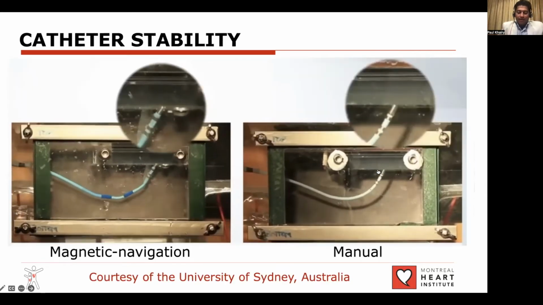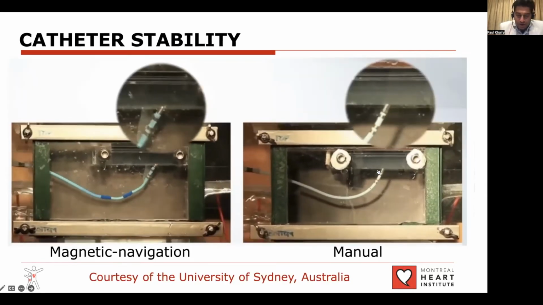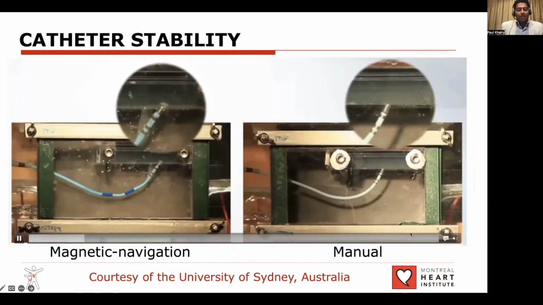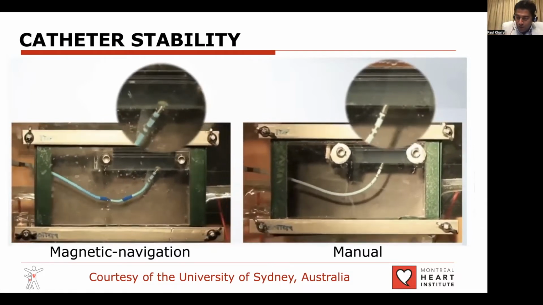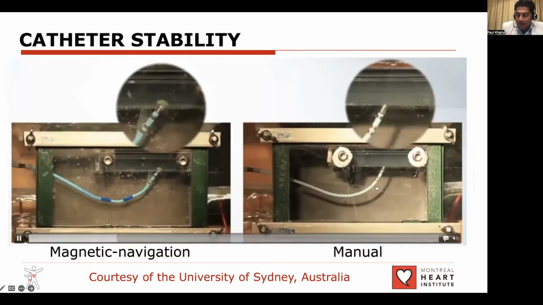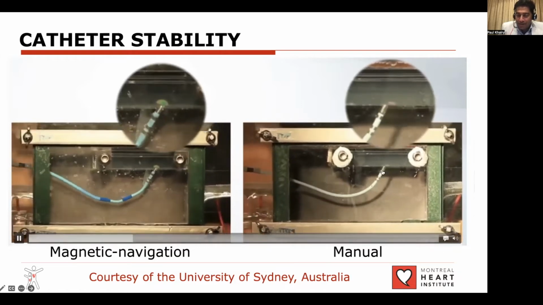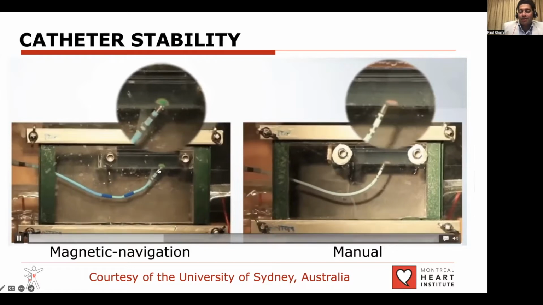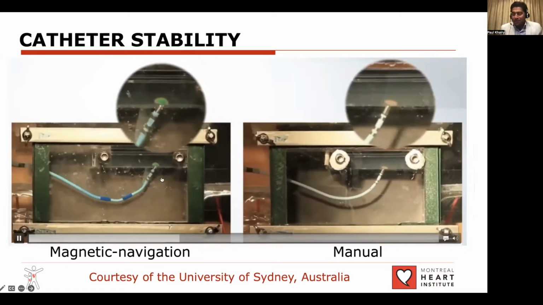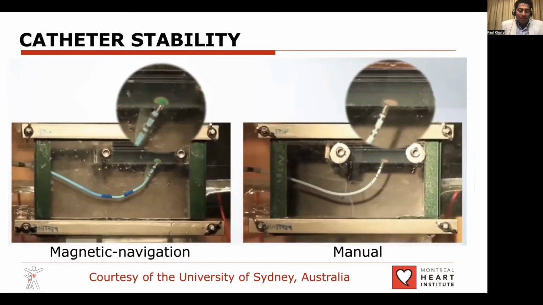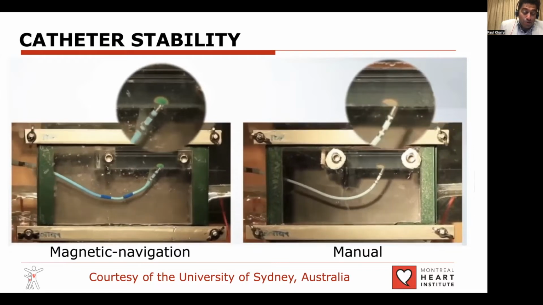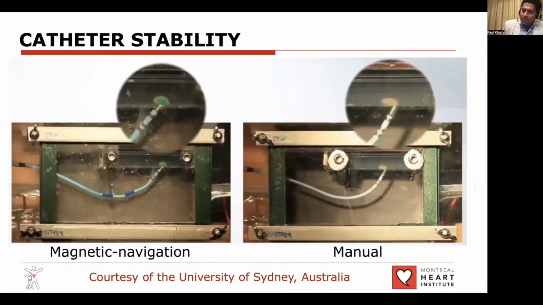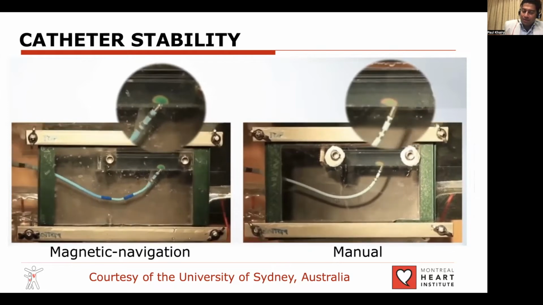And here you see a bench model courtesy of the University of Sydney, Australia, where they tried reproducing the rocking motion of the heart. And on the right, you see with that rocking motion how the manual catheter is sort of sliding back and forth, whereas the magnetic navigation catheter looks like it's stuck in place, a lot like a cryo catheter, but it's actually not stuck in place. You could easily remove it, and it's not cryo. You can use irrigated RF, a 4mm tip RF catheter, or an 8mm tip catheter.